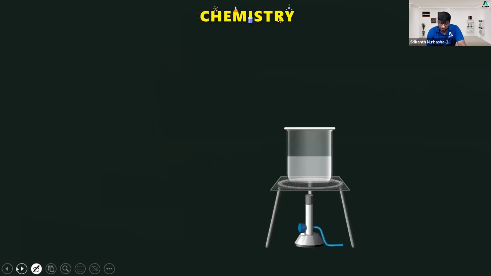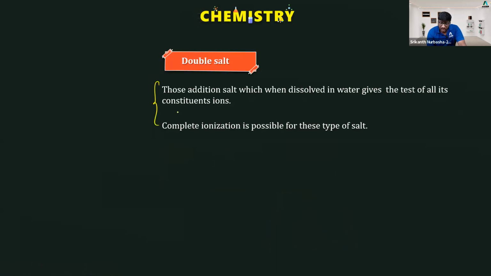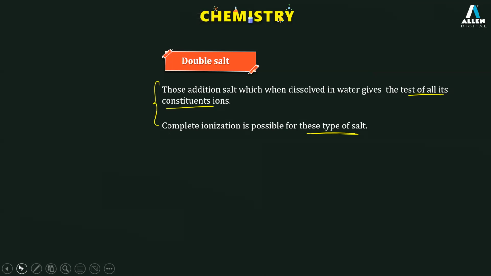Double salts means those addition salts which, when dissolved in water, give the test of all its constituent ions. That is, complete ionization is possible for these types of salts. Let us look at some examples. Simple salts mean only one type of cation, one type of anion. Adding two or more simple salts, you get a double salt.